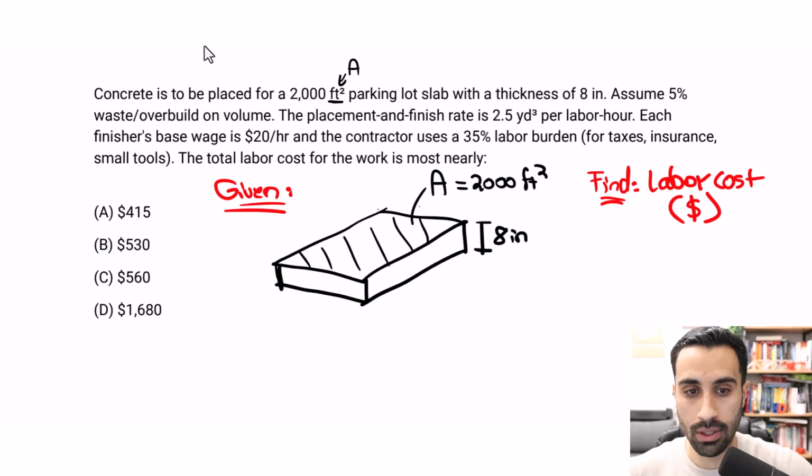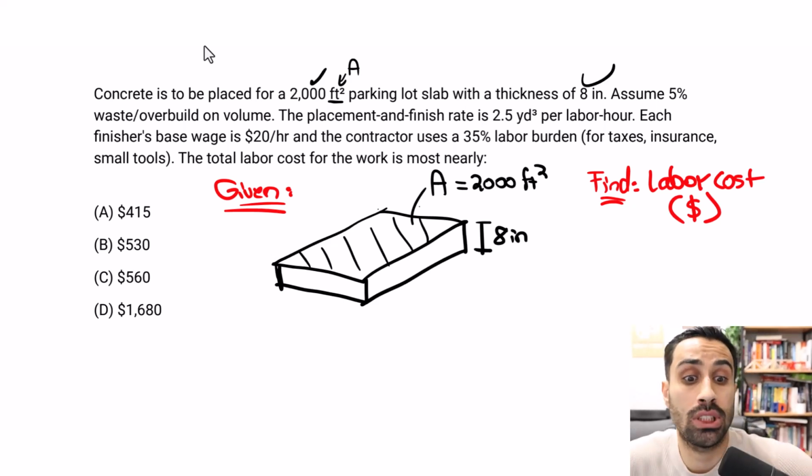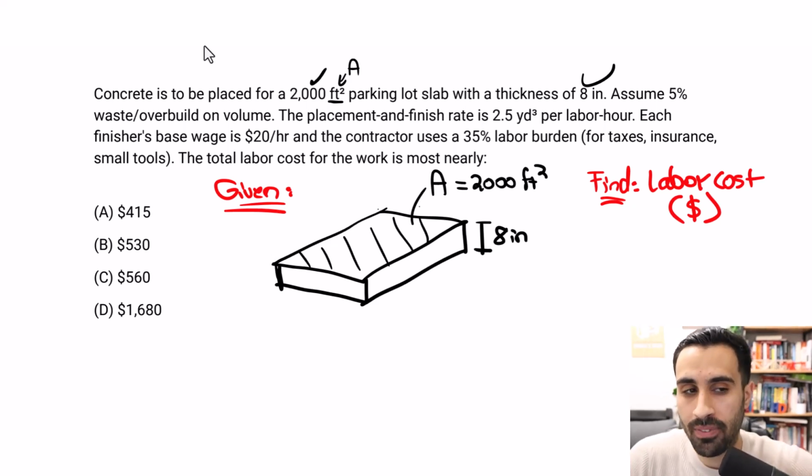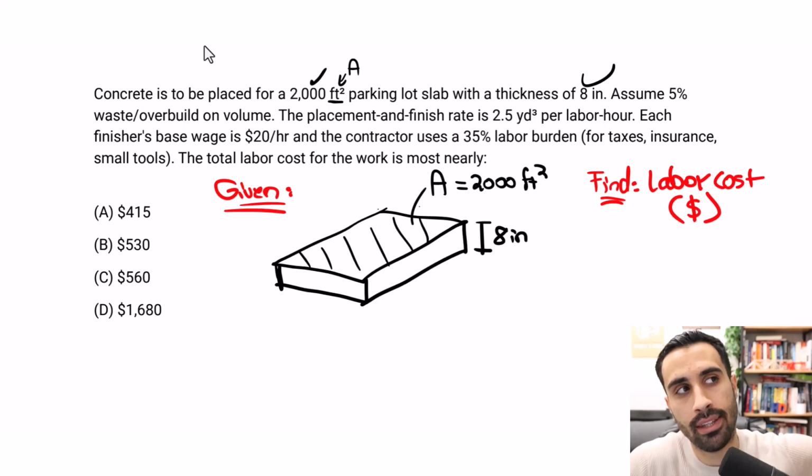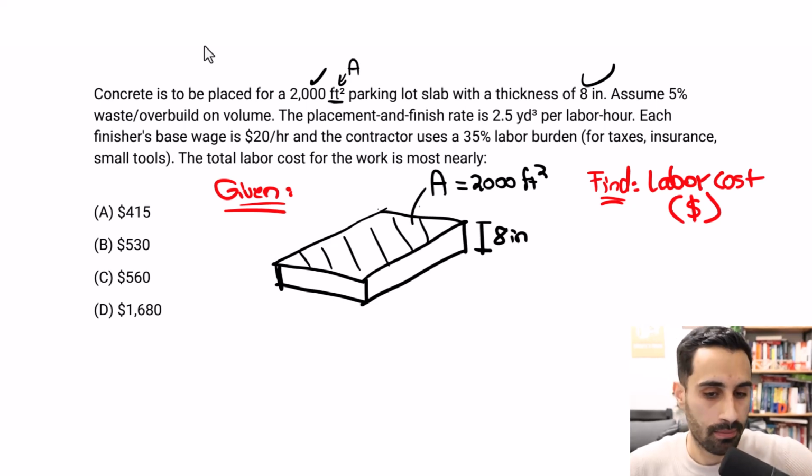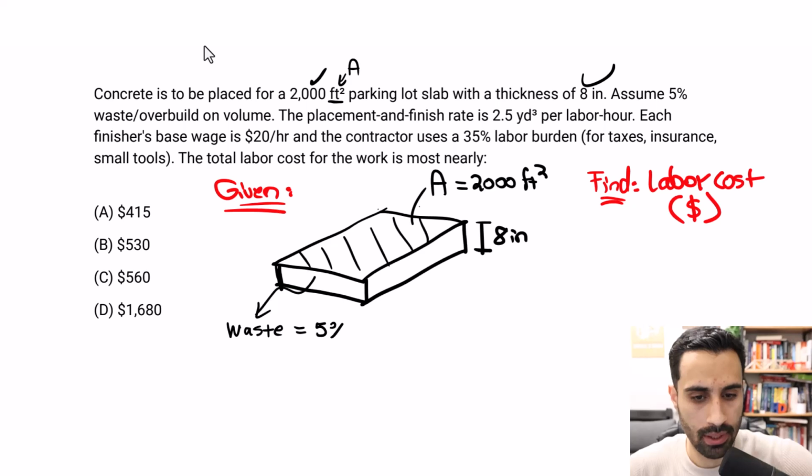Okay, I'm done with this, accounting for that 5% waste. So that 5% waste, it tells us on the volume. It doesn't necessarily have to say on the volume. Even if it said just account for a waste of 5%, it's always on the material, on the concrete, on the asphalt, on the material itself. So we're going to say that we're going to waste 5% of this to account for that. So that is something we need to consider. So let's check that off.